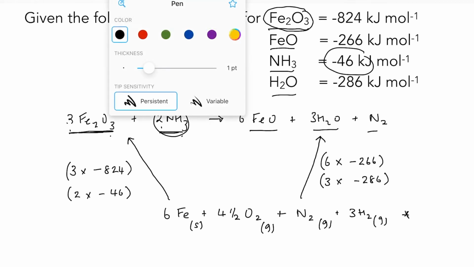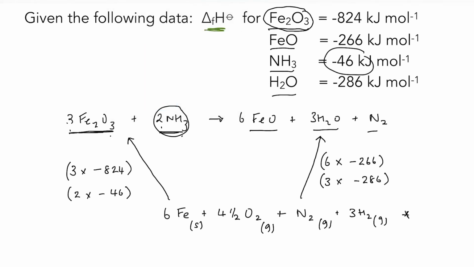Let's have a look. So I've got route 1, and route 1 is finding the enthalpy change of reaction. That's what the question's asking us. And then I've got route 2, and route 2 is taking us from our reactants to our products via the elements. So how do I go about calculating a value for delta RH?